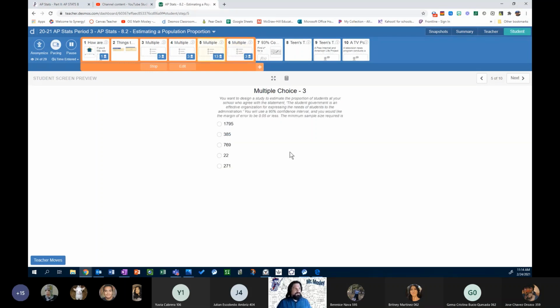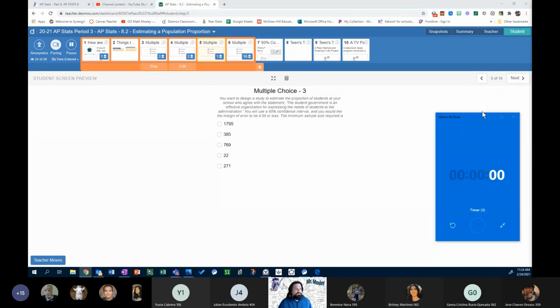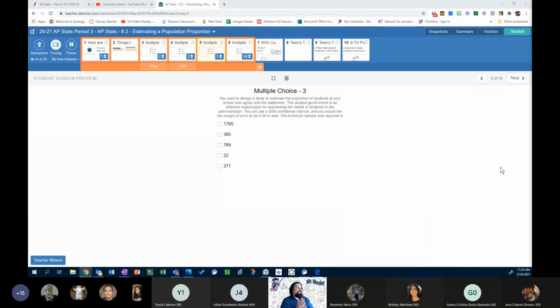So we're going to work on these next two multiple choice questions. You will need to do some work with the formulas. Okay, so let's look at multiple choice 3. If you're following along on the shared screen, please look at the shared screen. If you're following along on your own Desmos activity, we're on slide 5 or screen 5.